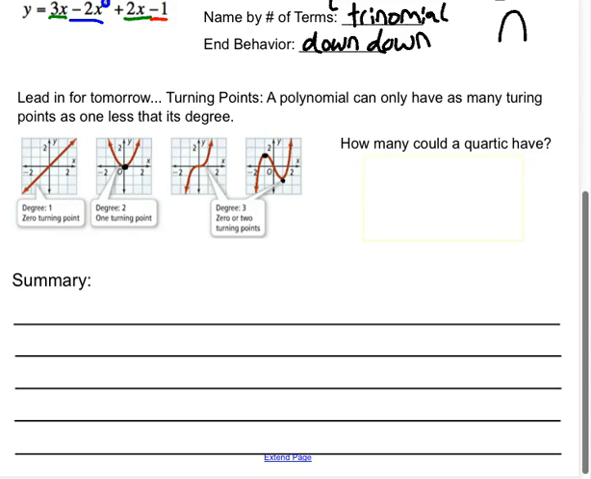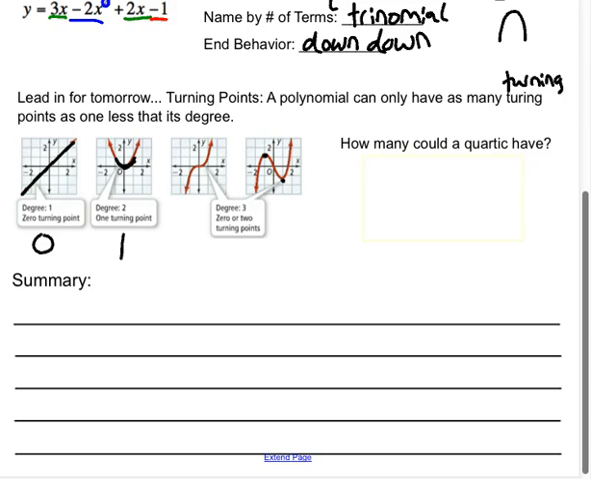And a polynomial can only have as many turning points, sorry, I misspelled that, as many turning points as one less than its degree. So for example, degree 1, which is a straight line, is going to have 0 turning points. Degree 2, well, it can have at maximum 1. And it does. It has its vertex.